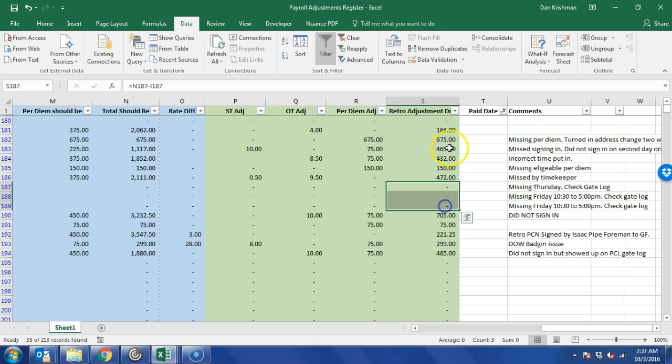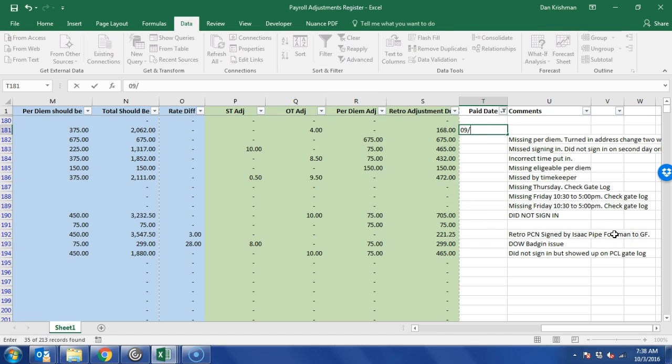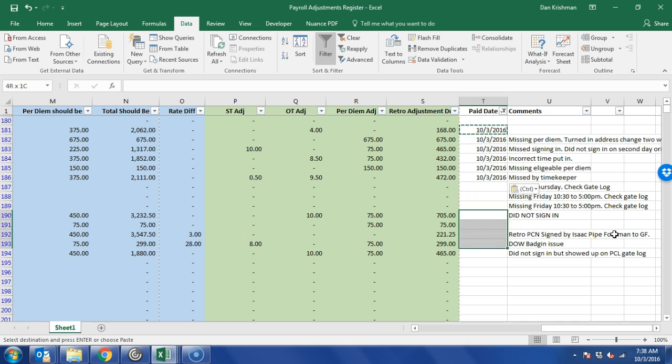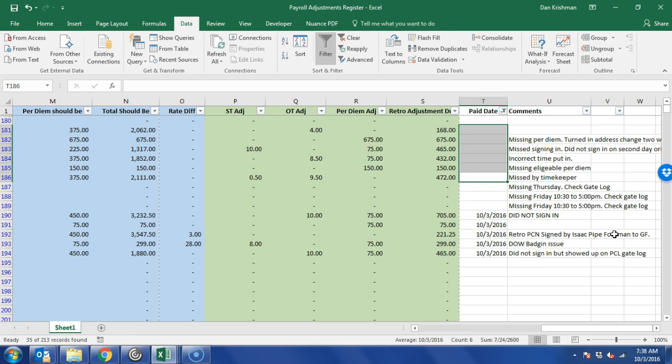Now, if you notice, I have some that are blank, and the reason why they're blank is because these folks did not sign in nor can I find them on the PCL gate log, and I have to go out to DOW to find out whether they were there or not. So you can use this also in a provisional manner. Ultimately, if you pay them out, you can just enter in the date that you paid them individually. So let's say we paid this, but we still haven't proved out this information. Then we go down here, we pay the rest. So then we know that we still have 3 that need to be paid or researched.